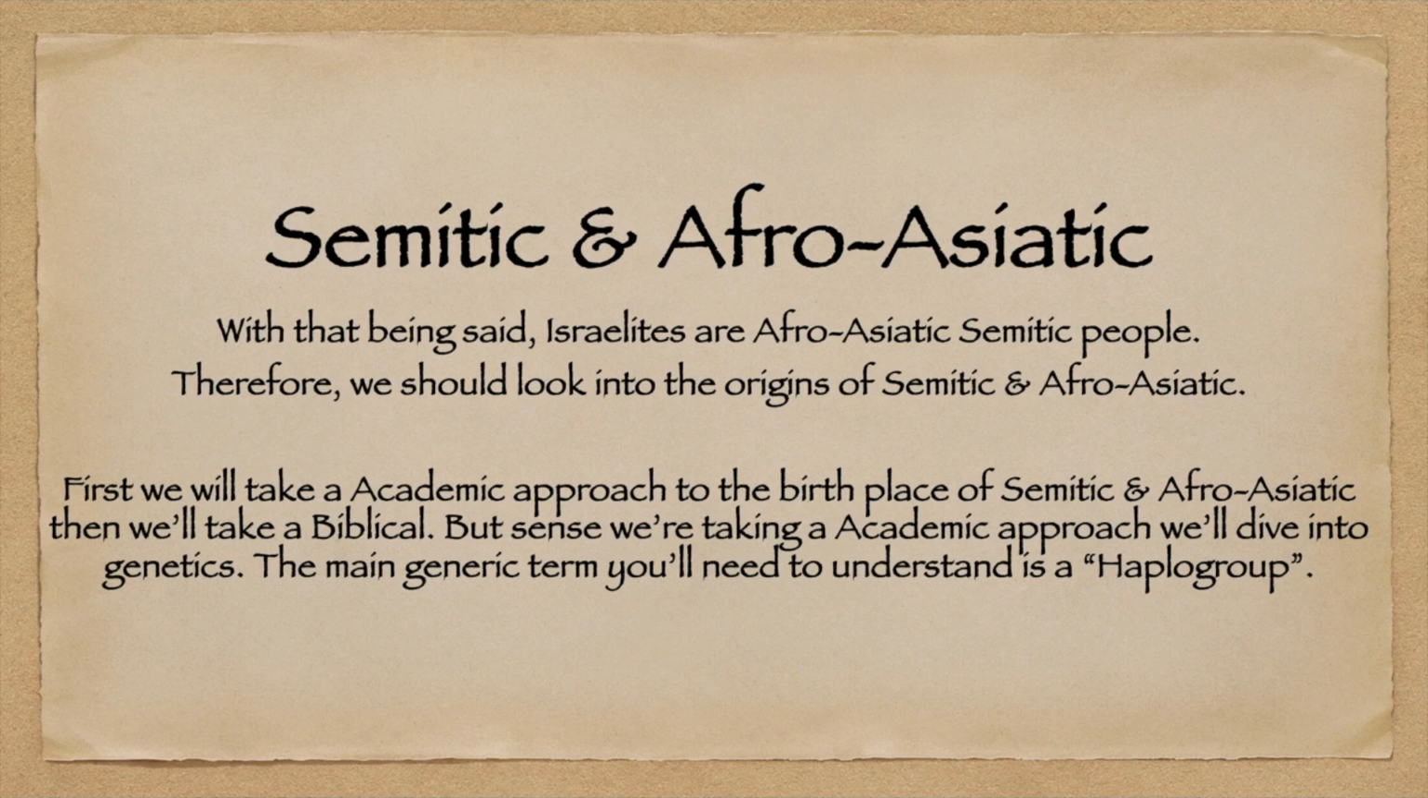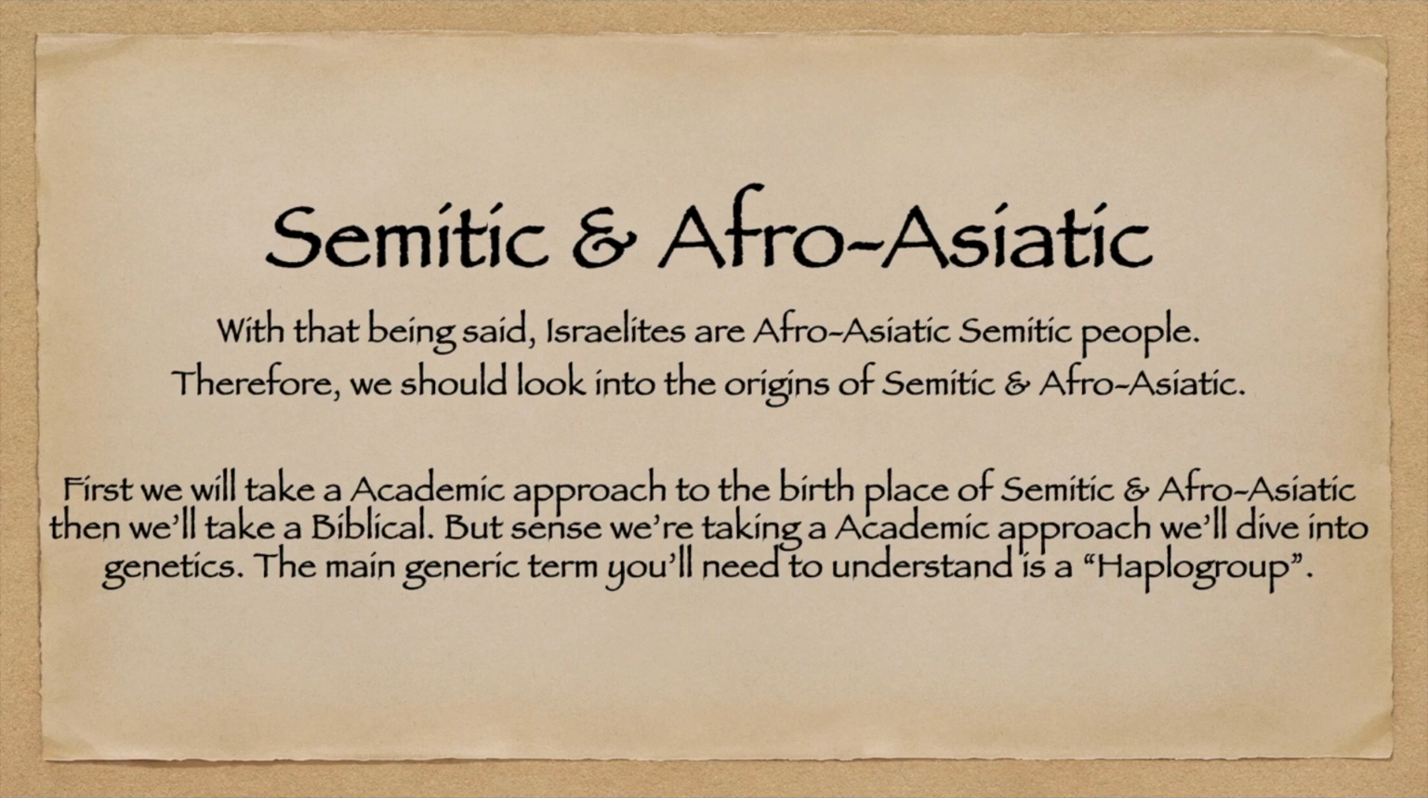So, with that being said, Israelites are an Afro-Asiatic Semitic people. Therefore, we should look into the origins of Semitic and Afro-Asiatic. First, we'll take an academic approach to the birth of the Semitic and Afro-Asiatics. Then we'll take a biblical approach, which will be in the next video, part 2. But since we're taking an academic approach, we'll dive into genetics as well.